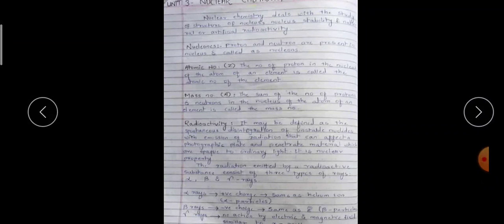Nucleons are nothing but the protons and the neutrons which are present in the nucleus. One atom has proton, neutron and electron. Proton and neutron present inside the nucleus are called nucleons. The nucleus is the central part of the atom which carries the whole mass, the atomic mass, of that particular atom.